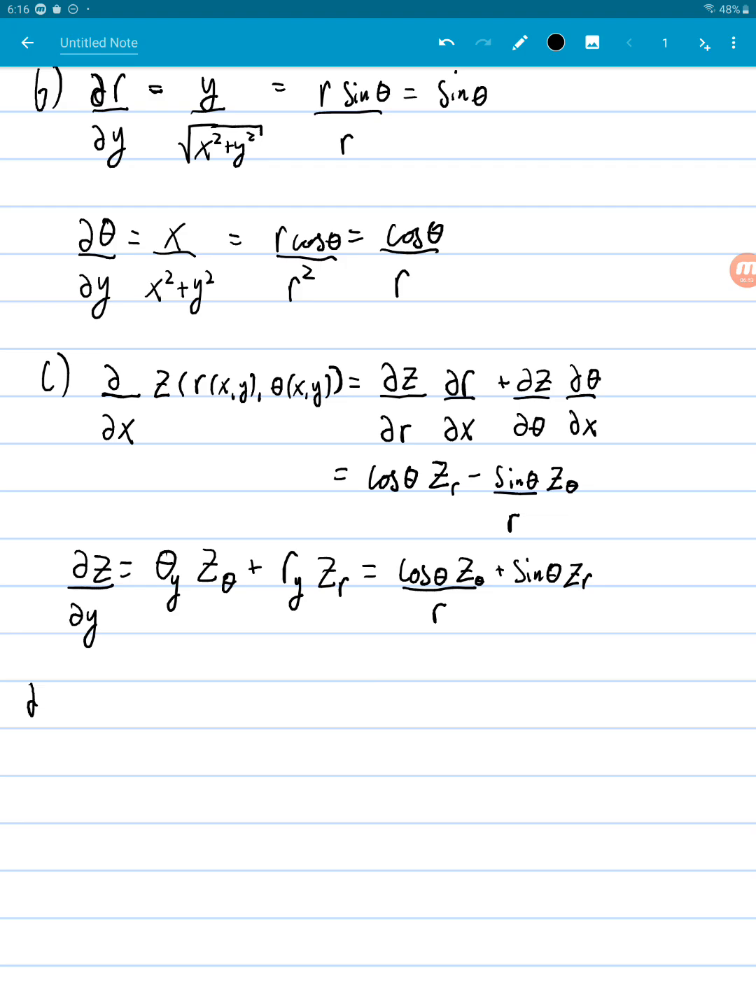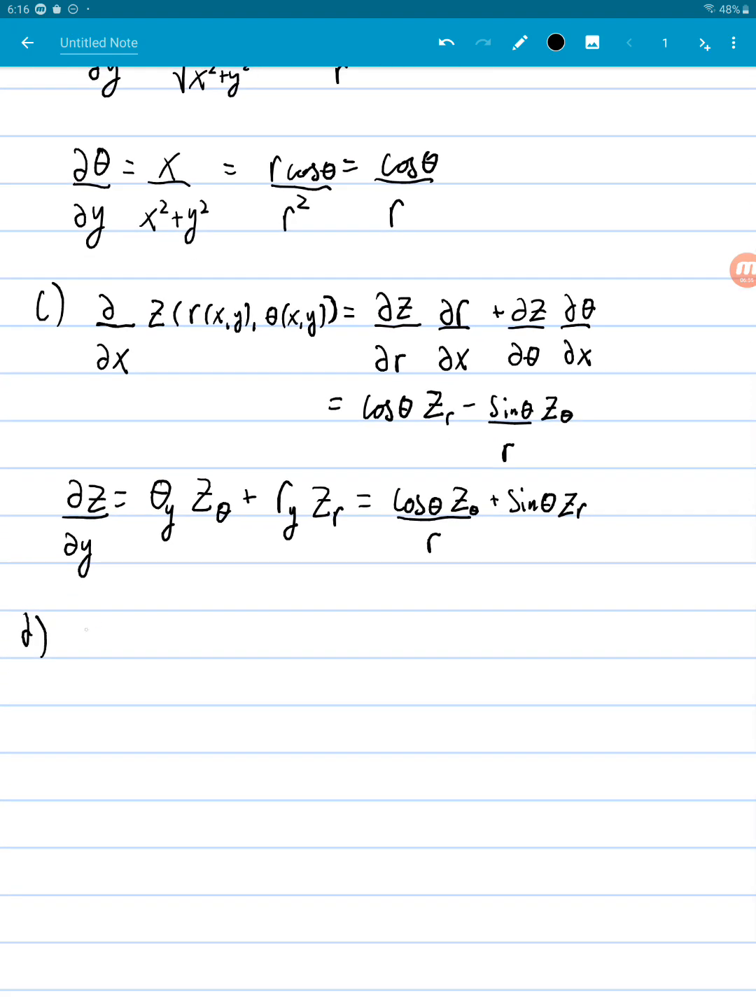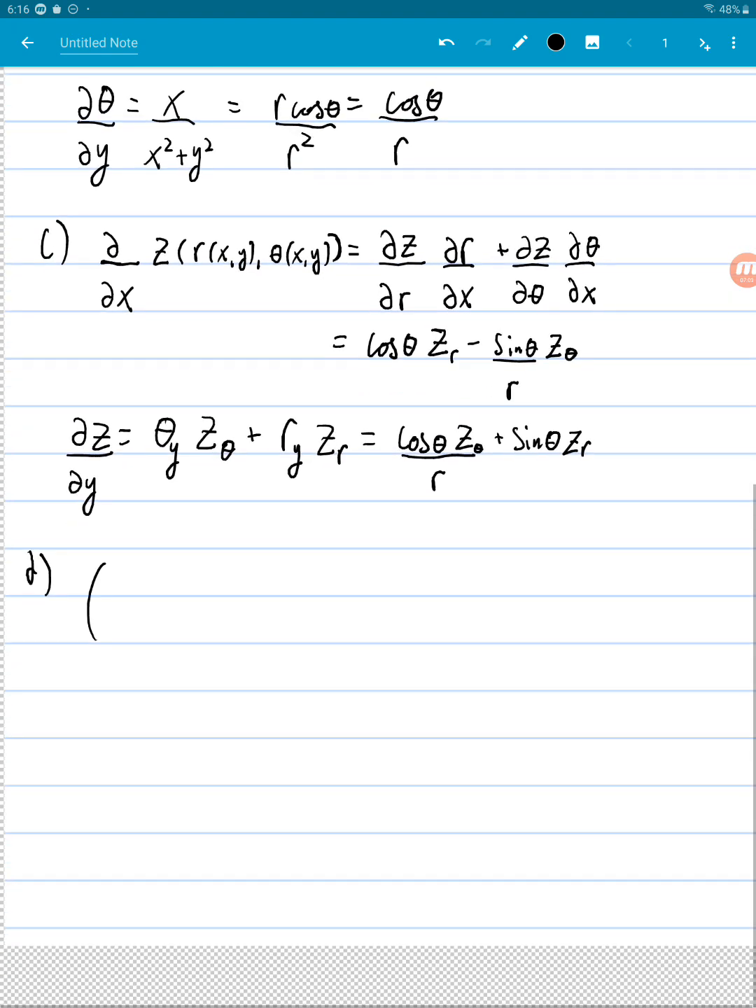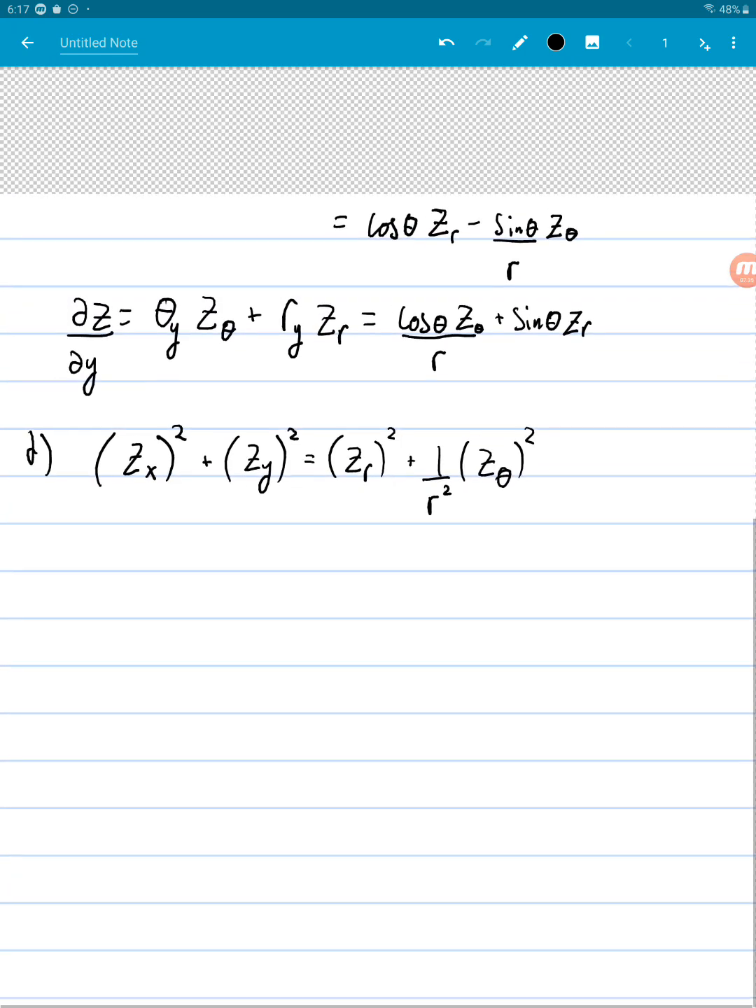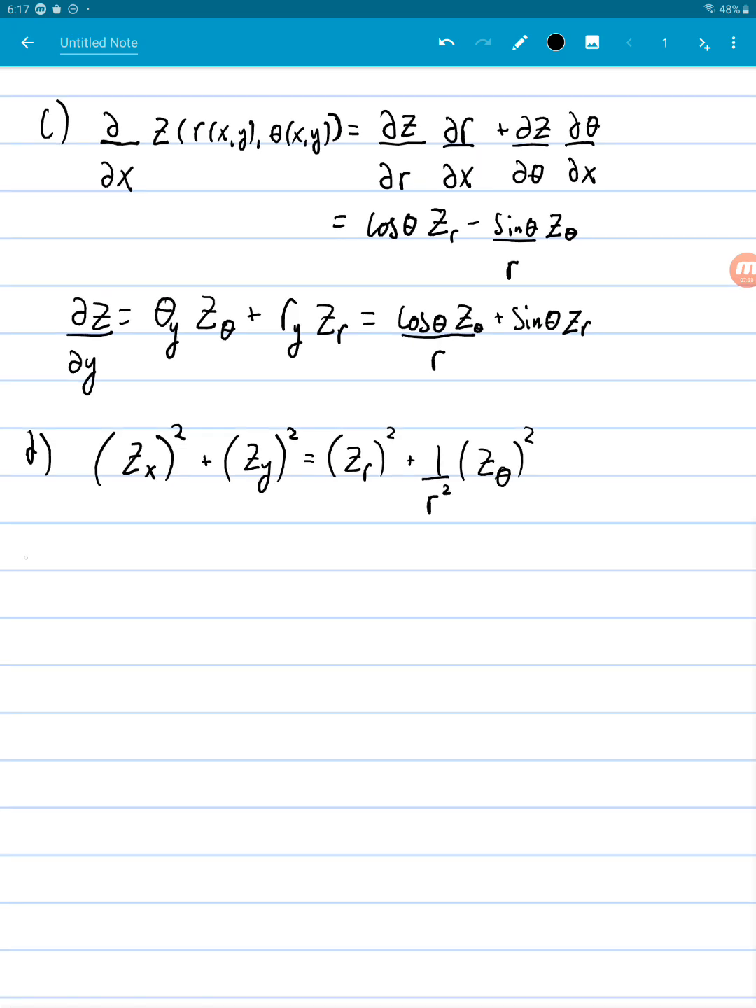Now for part D, we are confirming, and I guess in a sense for all the parts we've been just confirming existing equations, but for part D specifically, we want to confirm that the partial derivative with respect to x squared plus the partial derivative with respect to y squared is equal to the partial derivative of z with respect to r squared plus 1 over r squared times the partial derivative of z with respect to theta squared.